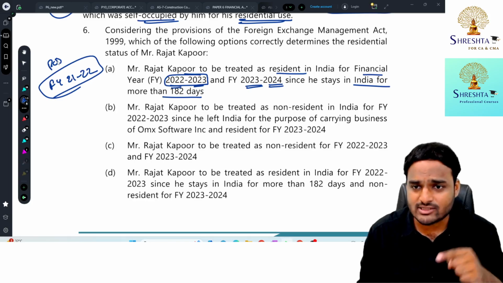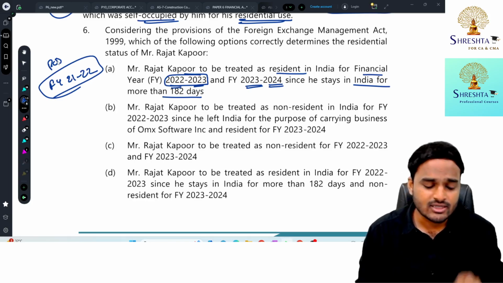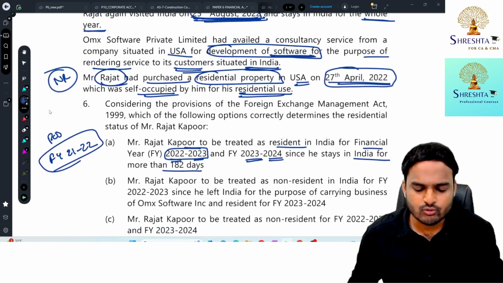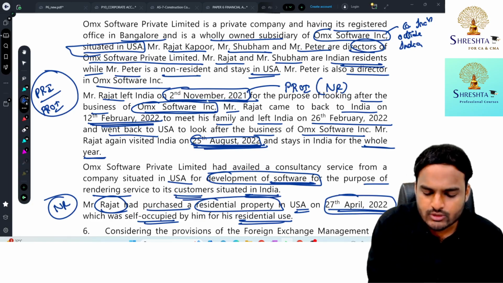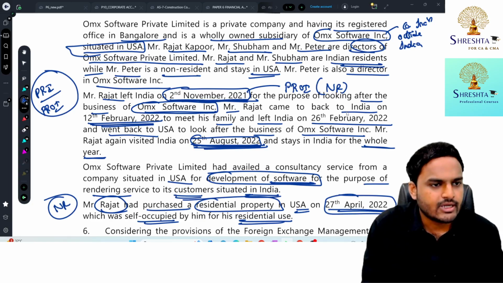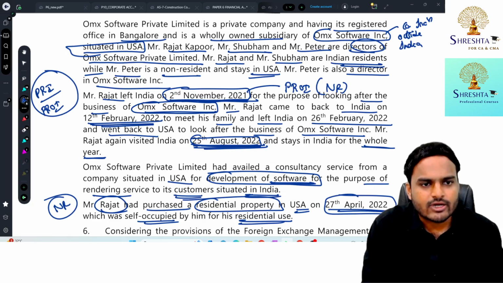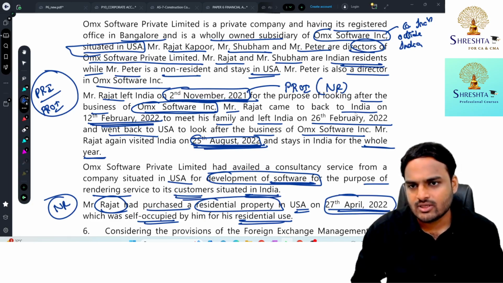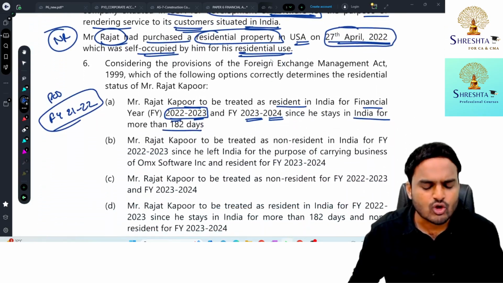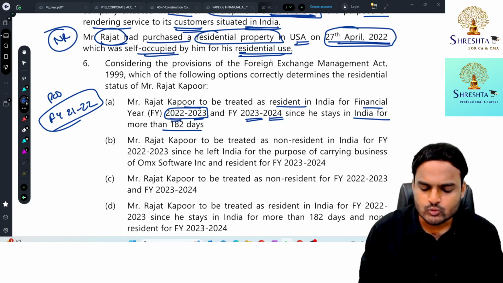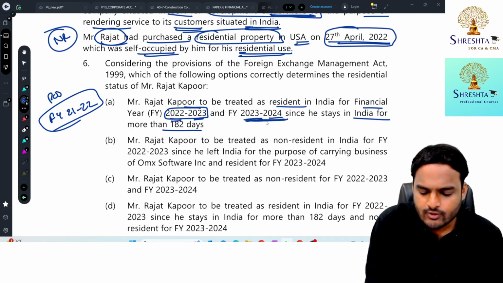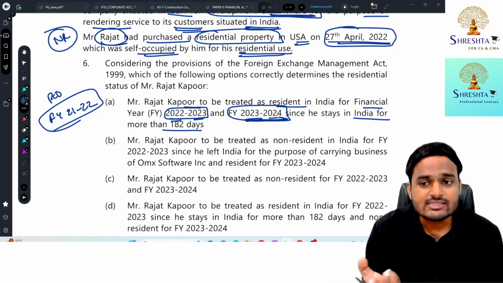If you look at the facts of the case, it is very clear that in the financial year 21-22, Rajat left India. He went to USA for carrying on business operations. So in 21-22, clearly he was a non-resident. Now with respect to 23-24, yes, we can consider him as a resident.